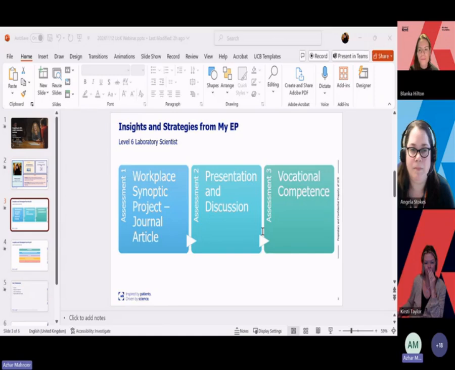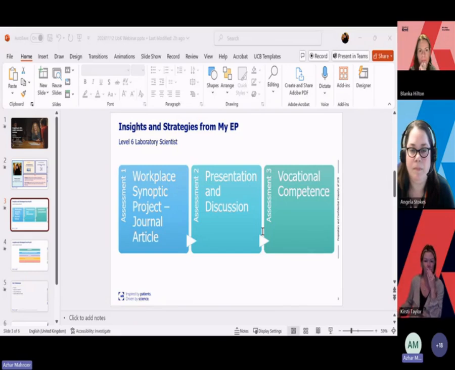So the EPA is a milestone in the apprenticeship, and it's designed to assess competence and understanding comprehensively over, in my case, the 5 years, or depending on whether you're doing, for example, level 5, that would have been the 3 years that you've spent in your workplace.